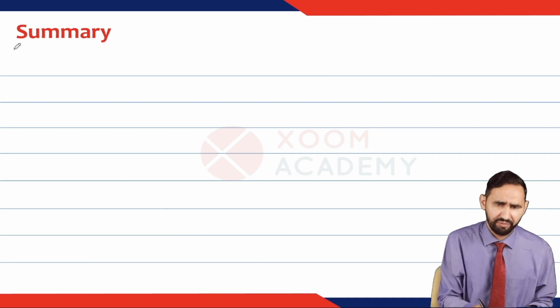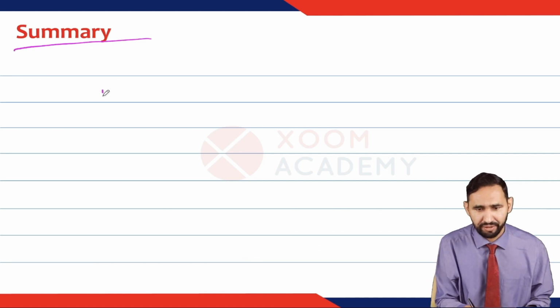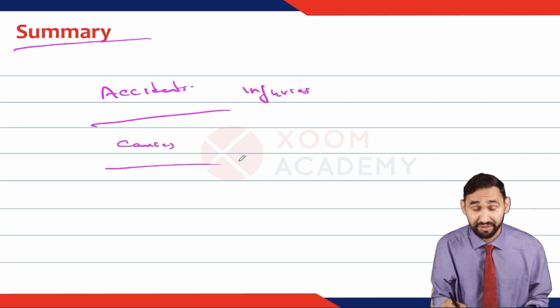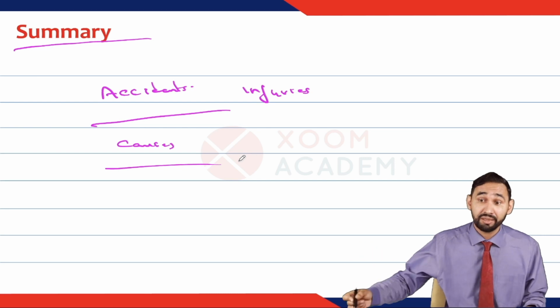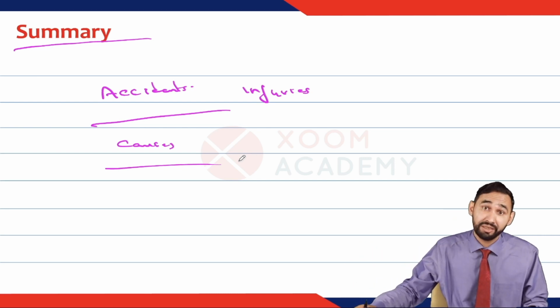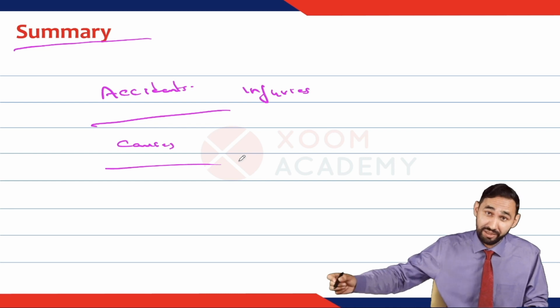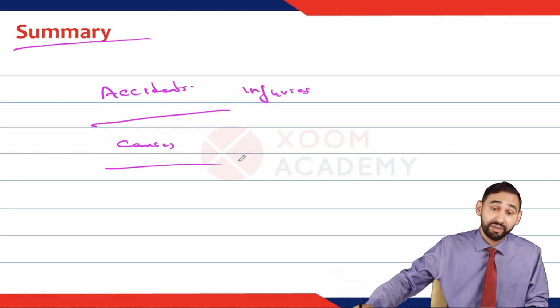Now we'll summarize what we have discussed. We have discussed accidents, injuries. We have discussed causes of accidents. Why are accidents common? They are common in the Southeast Asian region. They are common in India and Pakistan. Why are they common? Lack of education. They are common in the age group of 15 to 24 years.